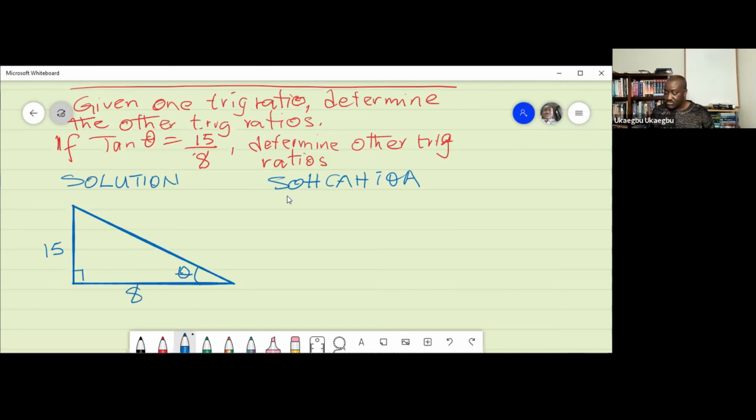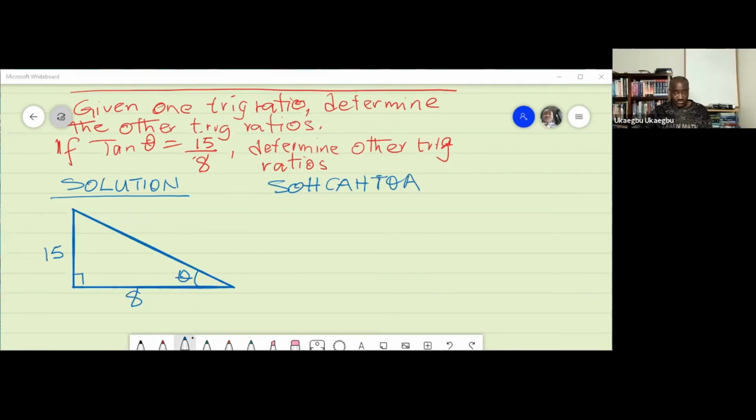Okay, so now here's what you do. Find the missing side, and based on your missing side, you can now write the other trig ratios. You have 3 minutes to do this. I'm giving everybody 3 minutes. The time now is 9:29.